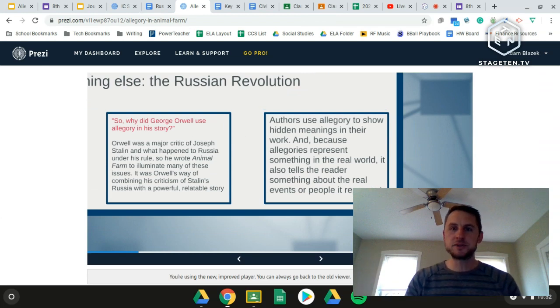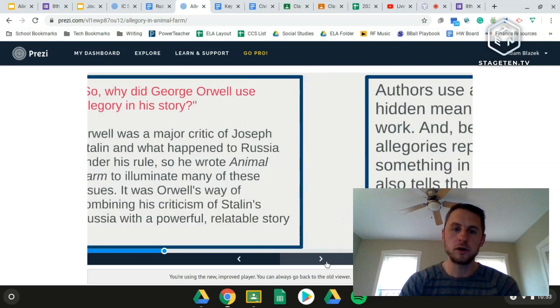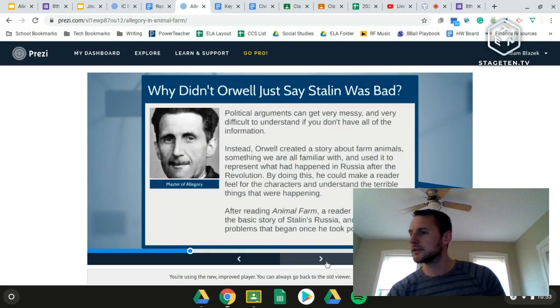But it was his way of combining, because he was an author, his interpretation and his commentary on Joseph Stalin with a story, and again, using animals, using a story that you're all going to be able to understand. It teaches you that much more about what was really going on, because hopefully you'll establish this connection and these feelings towards these characters, and then when you realize, well, wait, this character actually represents real people, it makes it that much more powerful. All right, so we'll go through here. Again, it looks like I didn't block anything out.